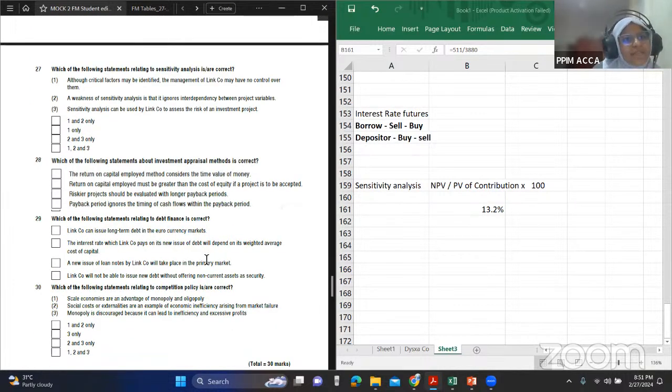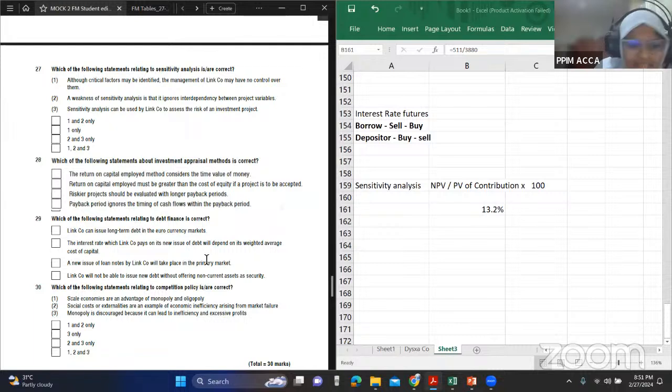Question 27. Which of the following statements relating to sensitivity analysis is correct? 1. Although critical factors may be identified, management of Link may have no control over them. That is true. We might say that sales volume is critical, meaning if it changes slightly, NPV becomes 0. Still, maybe we can control sales volume, but something like fixed cost, we can't really control. So 1 is correct.